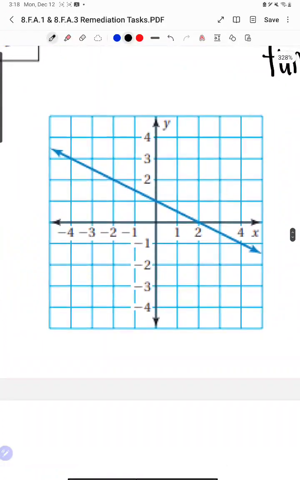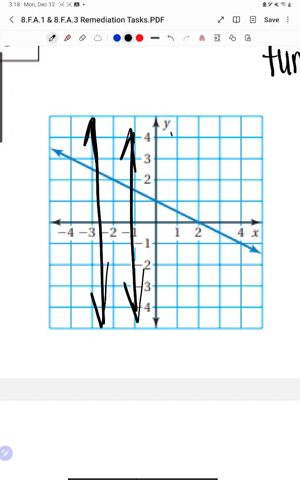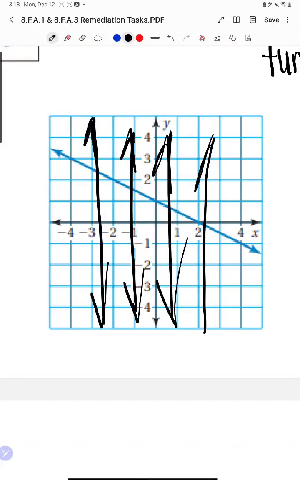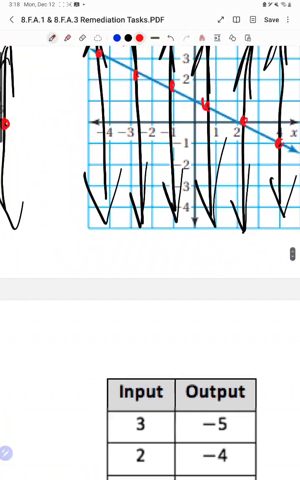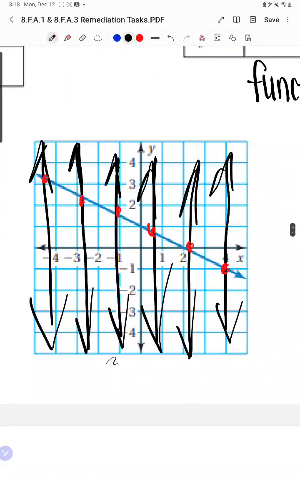Okay, let's take a look at this one right here. So we've got this one, this one, this one. Now, all of these, once again, are only passing through this graph at one point, so we can know that this is a function.